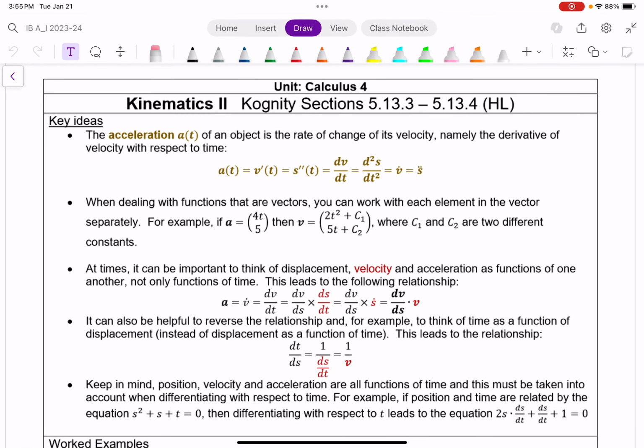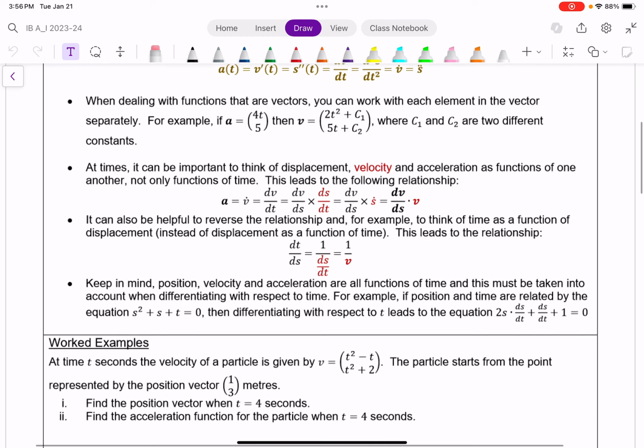All right, so one more lesson looking at kinematics. We're going to look at two different things here, one of which should be relatively familiar, which is looking at acceleration in terms of time. Where things will get a bit harder is where we look at velocity and acceleration in terms of displacement or something else. But first, let's look at this question here.